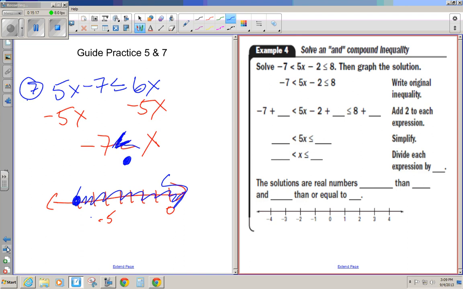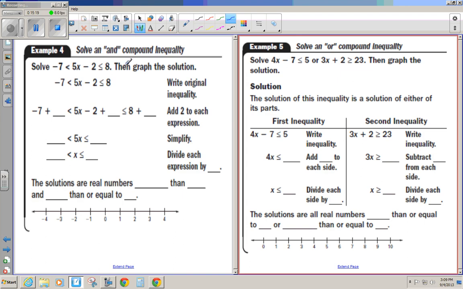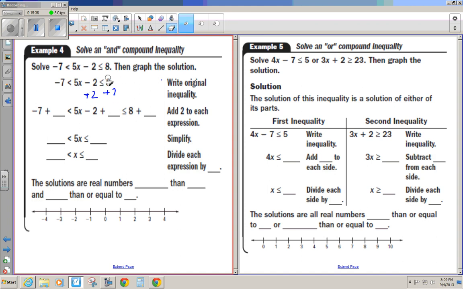Alrighty. Here's another example. Let's solve an AND. It looks more complicated, but if you just think about it, what you do to one side, you do to all the sides. So write an inequality. Add 2 to each expression. If you add 2 to all sides of the expression, the minus 2 and plus 2 cancel out. This becomes negative 5. That becomes 10.